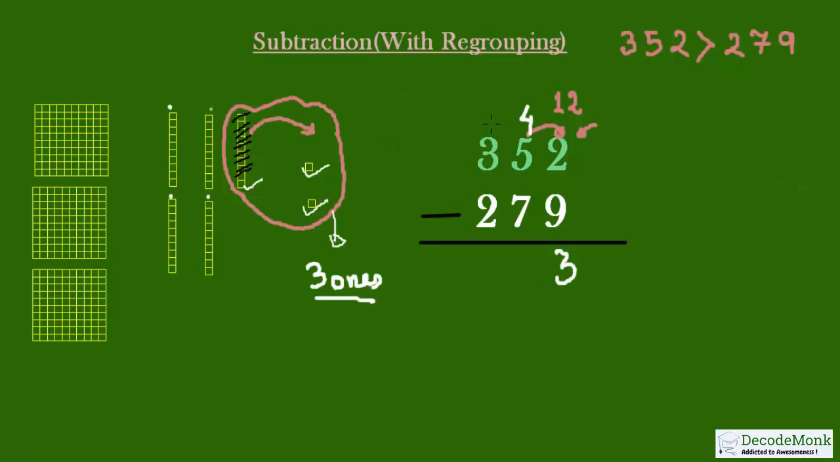We need to take a carry from the hundreds place. So we will take this 1 hundred from the hundreds place and take it to the tens place. So as a whole it will become 14 tens. And from 14 tens we need to subtract 7 tens. So we will subtract 7 tens.